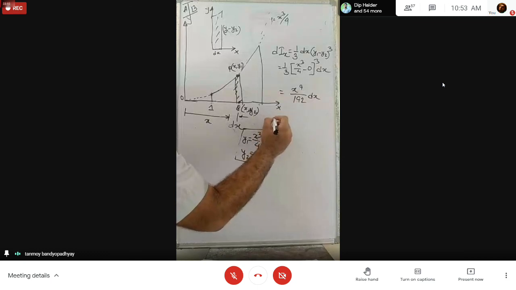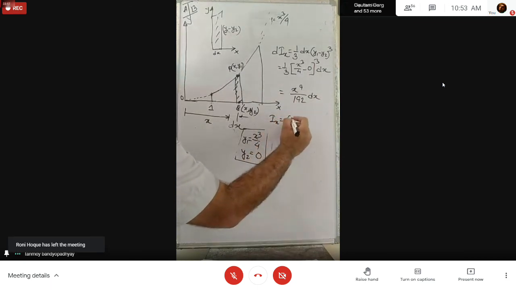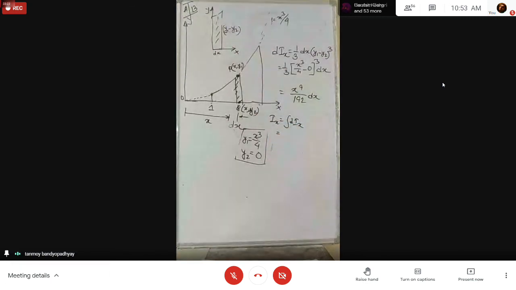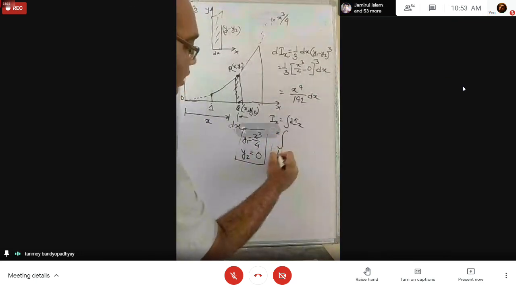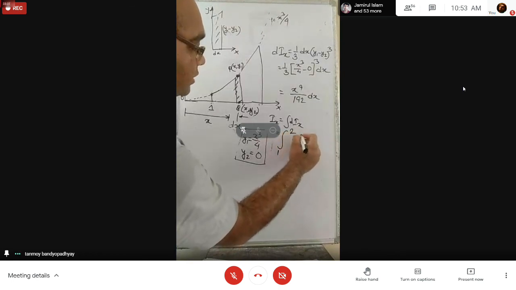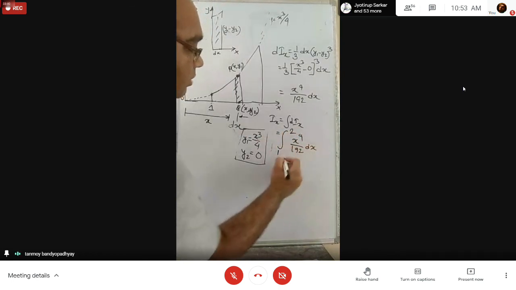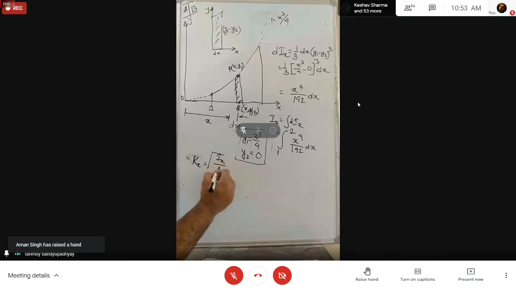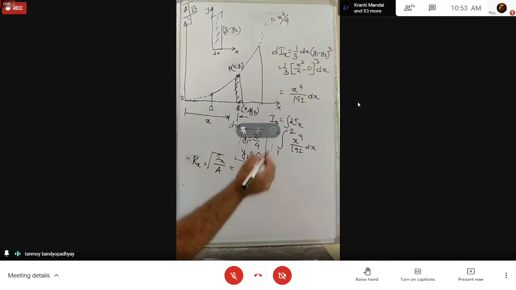Now you do the integration, so Ix is equal to the integral of dIx. You calculate this one: from 1 to 2, x to the power 9 by 192 dx. So you will be getting Ix. Once you get Ix, you have to calculate kx. So kx will be equal to the root of Ix by the bounded area you have already calculated. In that way you calculate kx.